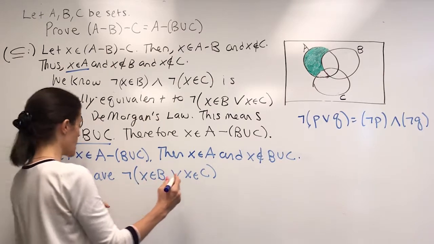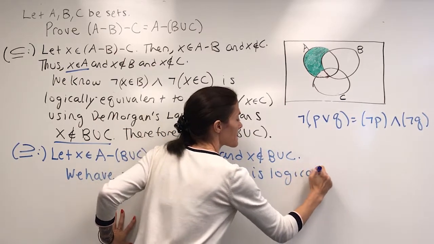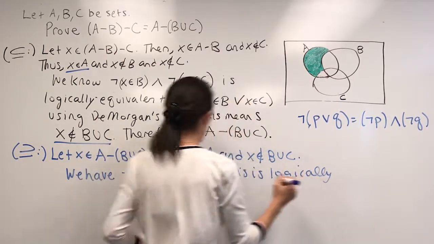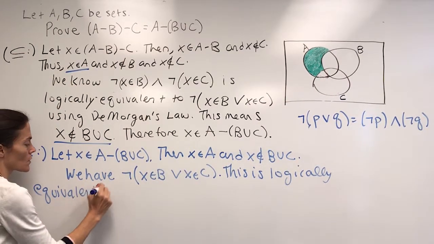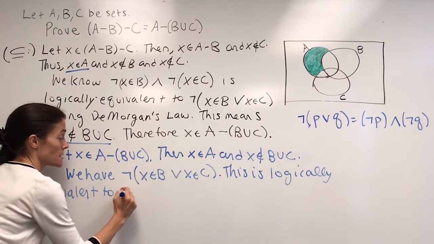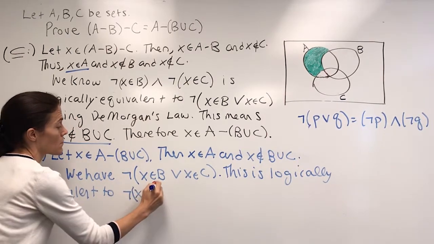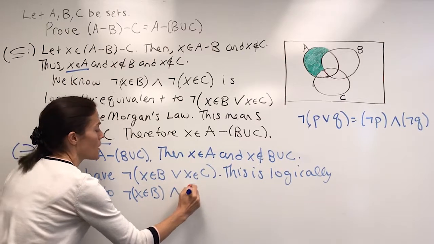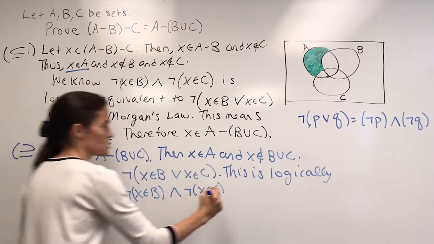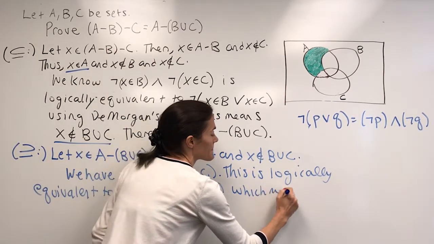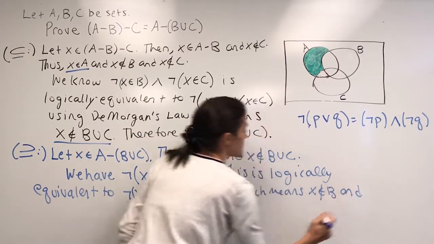So this is logically equivalent to not X is in B and not X is in C, which means X is not in B and X is not in C.